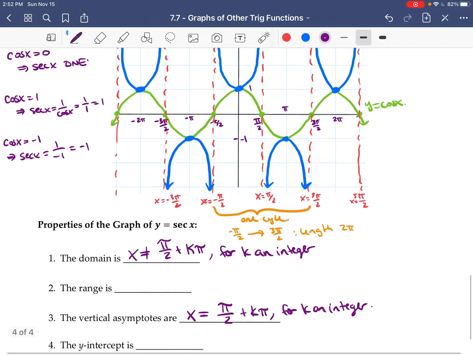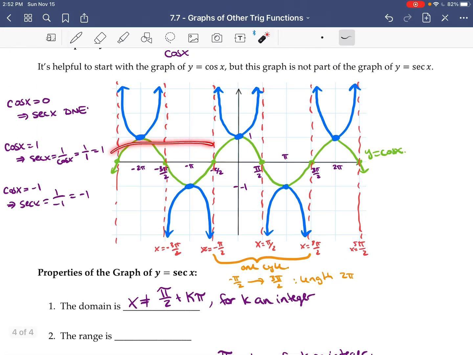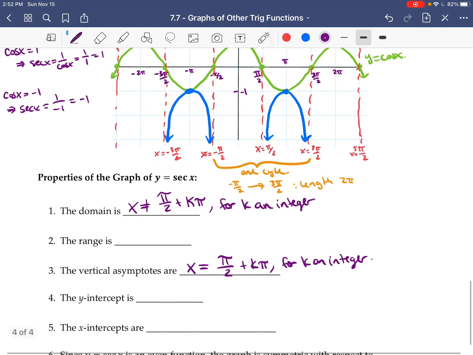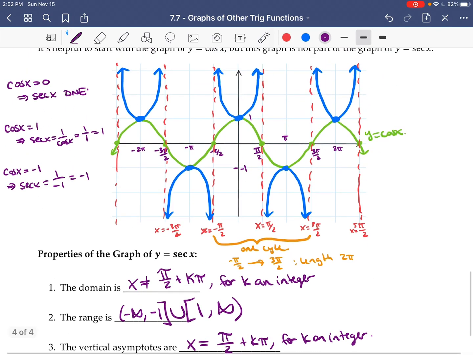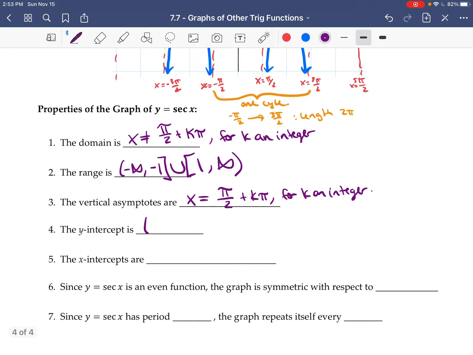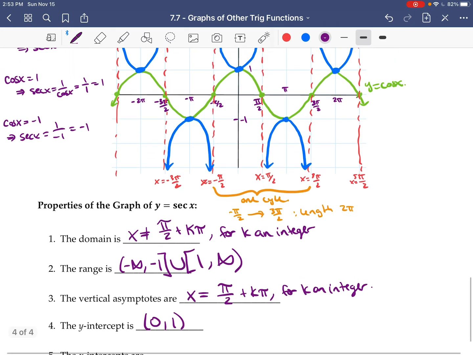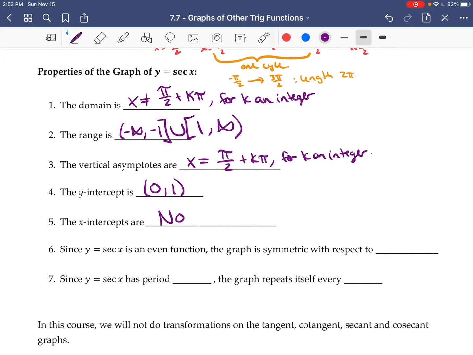The range, for secant, I can't get any y values that are in here where the cosine graph is. So I have to be 1 or bigger or -1 or smaller. So my range is going to go from negative infinity to -1, including -1, and then from 1 to infinity. There is a y-intercept. Here, when x is 0, y is 1. The x-intercepts, there's none, because we cannot have y equals 0.